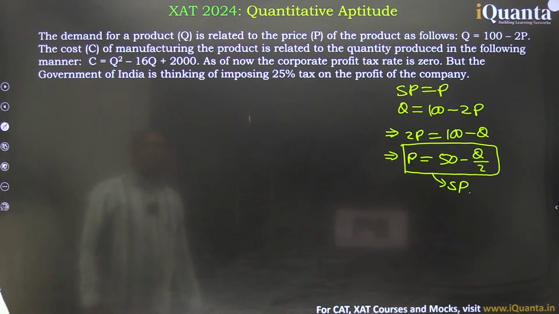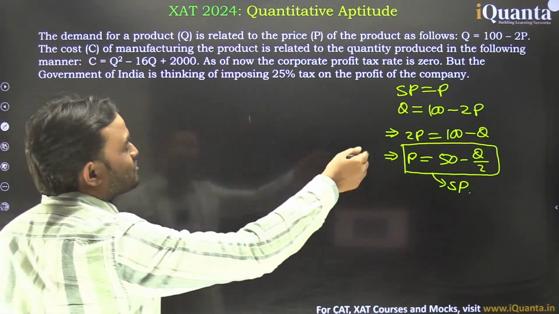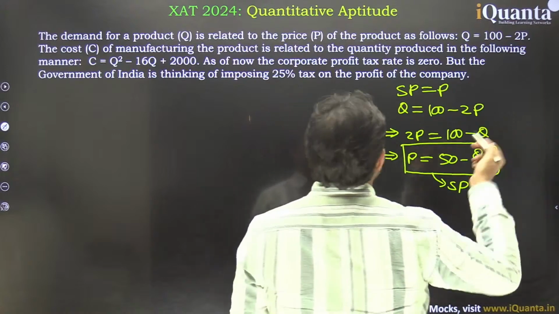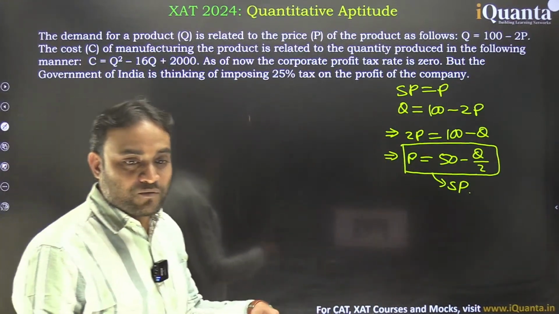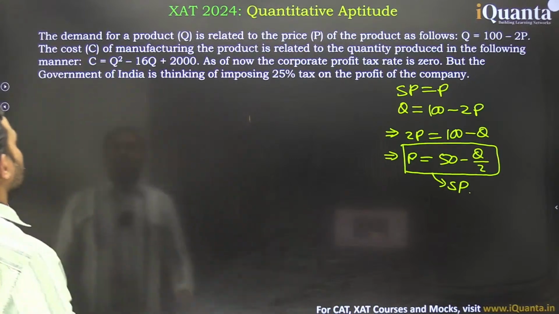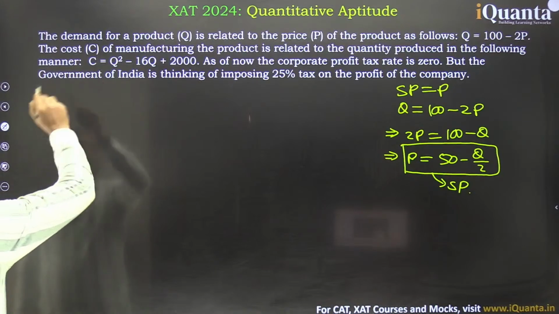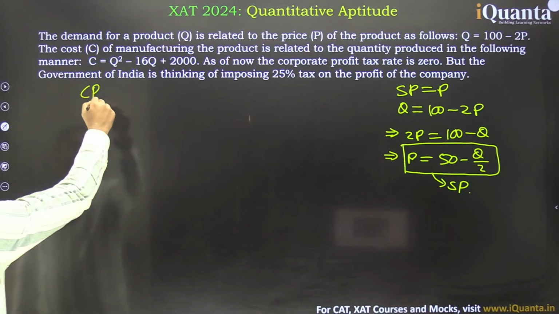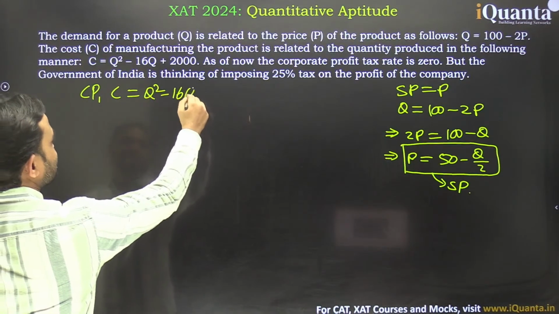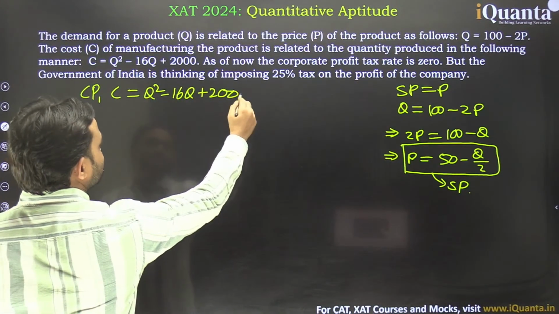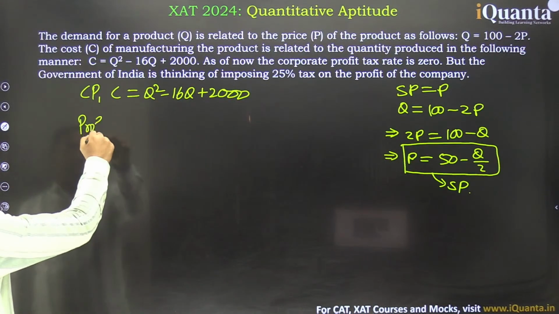Now it says the cost of manufacturing the product is related to the quantity produced in the following manner. Again Q is used here. Q is number of product manufactured. So C is equal to Q square minus 16Q plus 2000. Can we find out profit? Yes, we can find out profit.